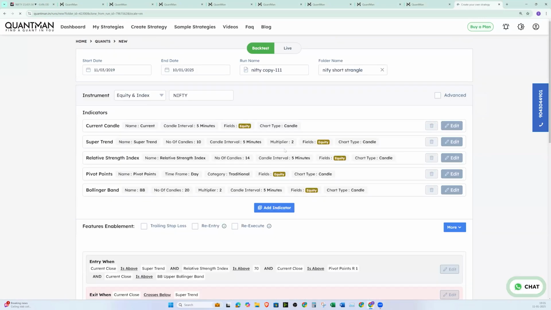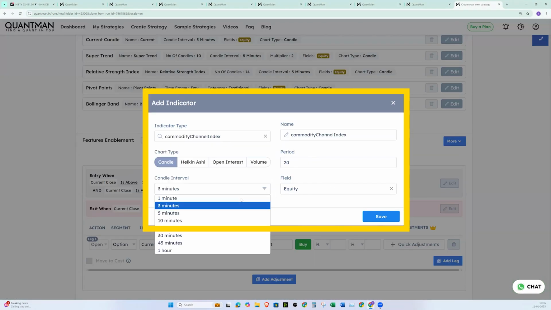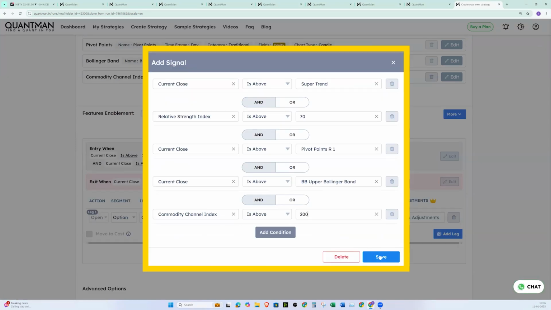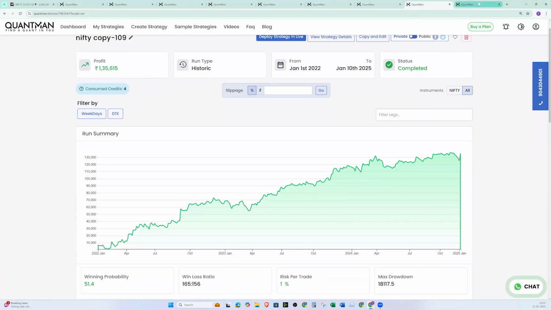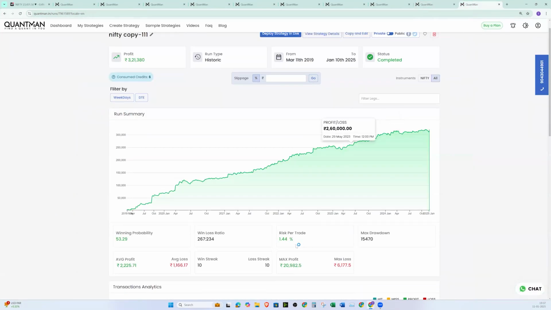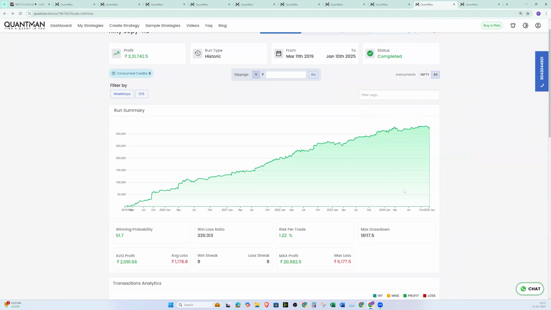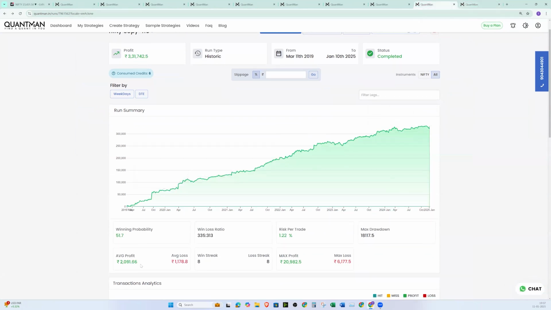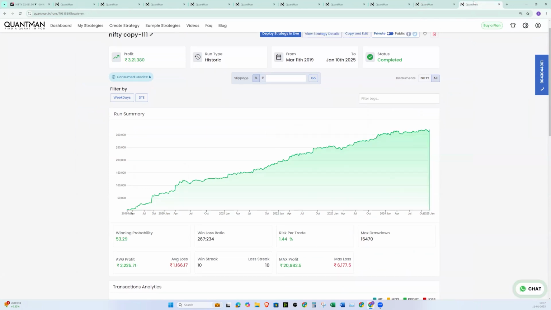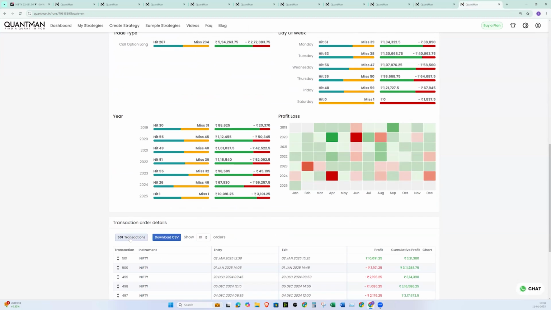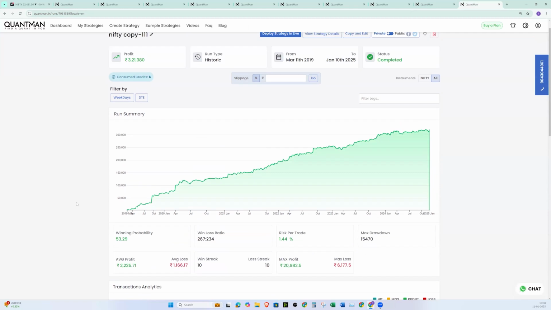What I do is add one more indicator: Commodity Channel Index, 3 minute to 5 minute time frame. Save. Commodity Channel Index is an underlying indicator, so we need to put a value. By adding one more indicator, see here 1.22 risk per trade, and 1.44. Drawdown decreases from 18,000 to 15,000, winning probability 53%. The trade count changes from 648 to 500. The trades decreased by 140 by adding one indicator.